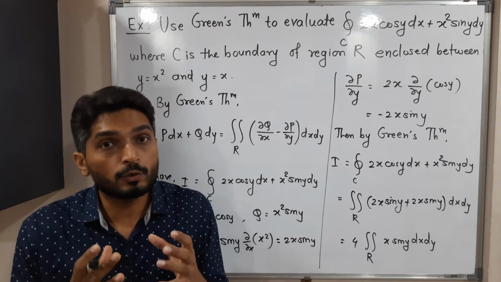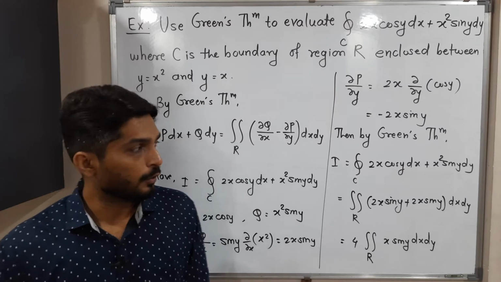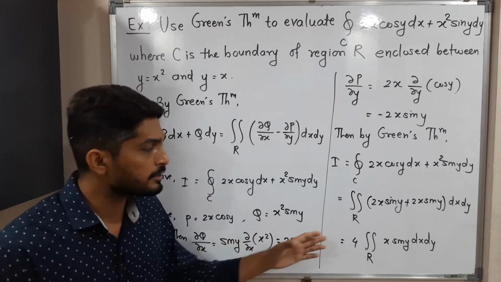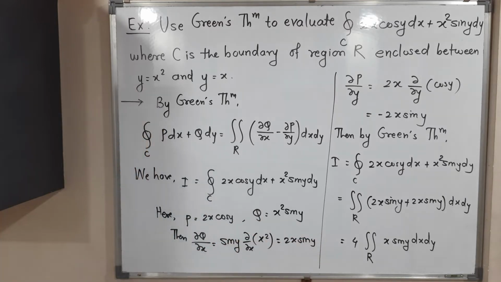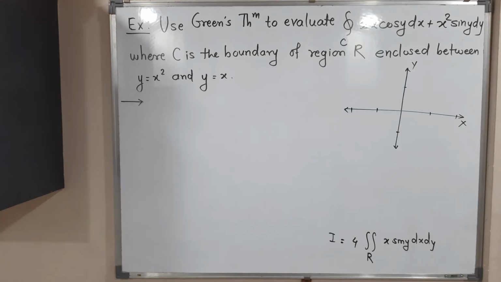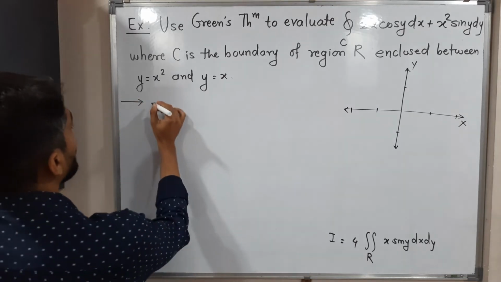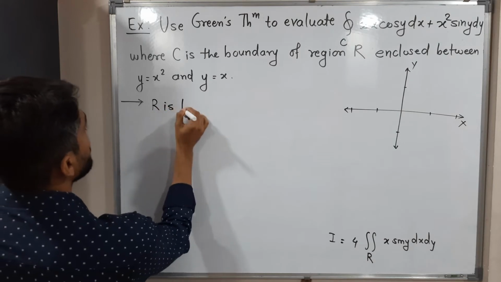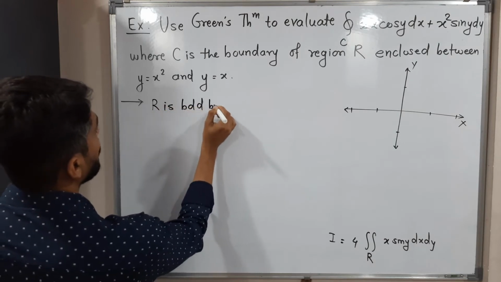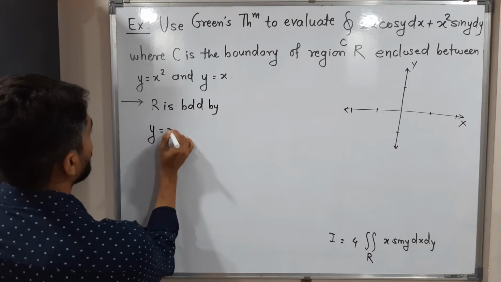How to find limits? For that we need to know the given region. There is no more space to write, so I will make a screenshot of it first, then go further. Let us find the actual region now. As they have mentioned here, the region is bounded by these two curves. So let me write here, R is bounded by y is equal to x square.